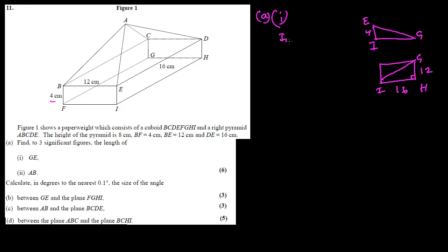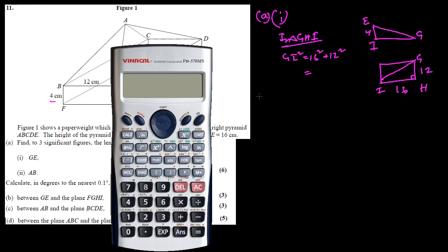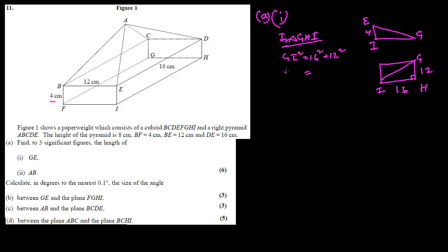So we can write in triangle GHI, using the Pythagorean theorem, GI squared equals 16 squared plus 12 squared, and this turns out to be, so 16 squared plus 12 squared, the square root of 400 is going to be 20. So this is 20. Therefore, GI equals 20.